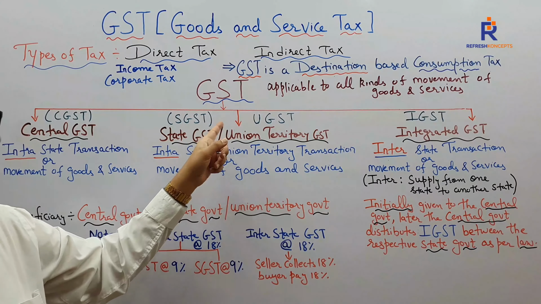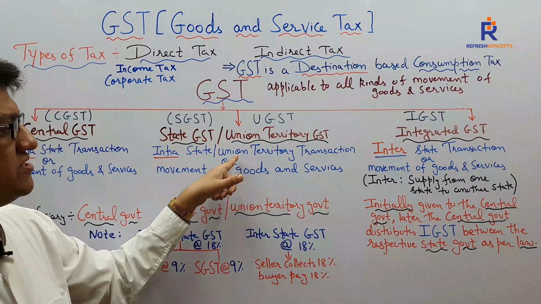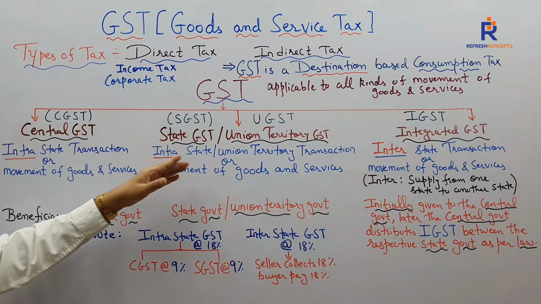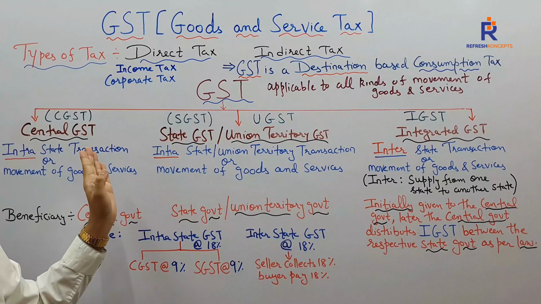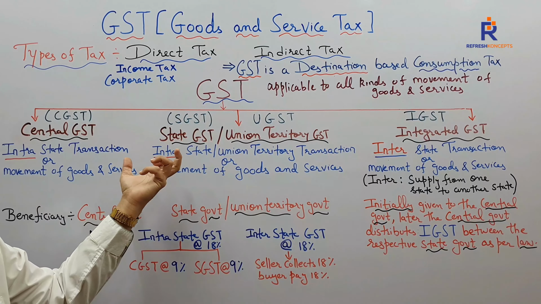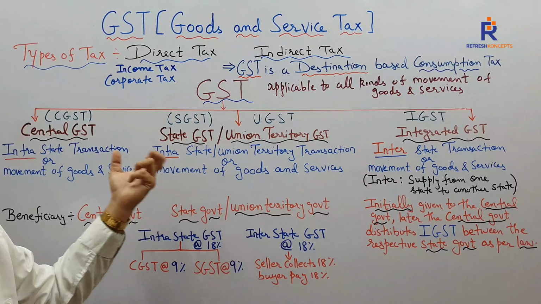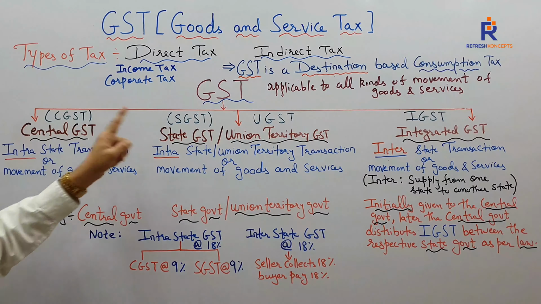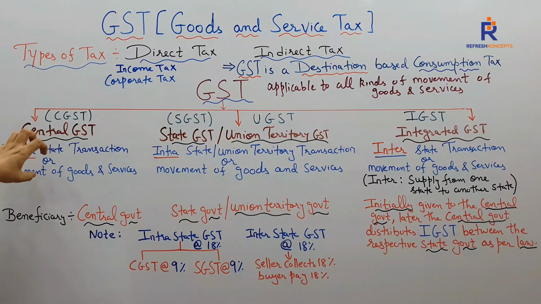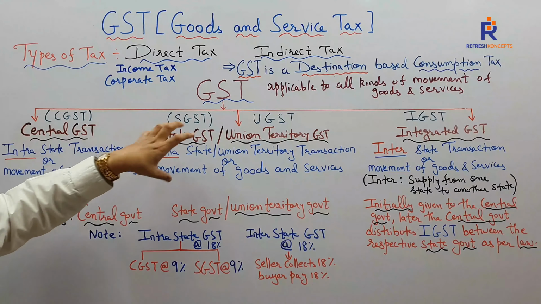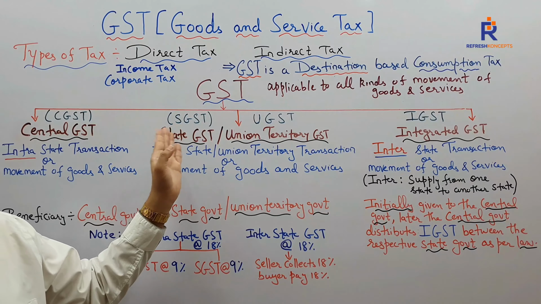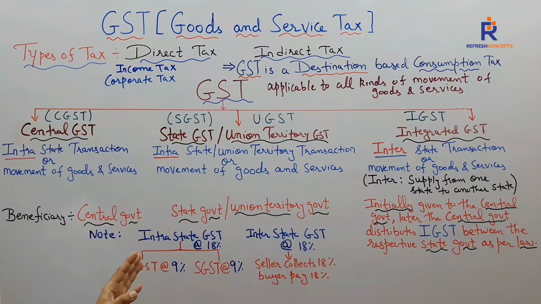What is SGST? Again, intrastate or union territory transaction, again movement of goods and services. So you might say, sir, there is no difference. There is a difference. Here I have just highlighted that the goods and services are within the same state. But when I go further, you'll get to know the difference between CGST and SGST. The main difference lies in the beneficiary. The movement of goods and services takes place within the state, here also within the state or union territory. So as of now, I'm talking about the point of similarity between SGST and CGST. The picture is yet to come.